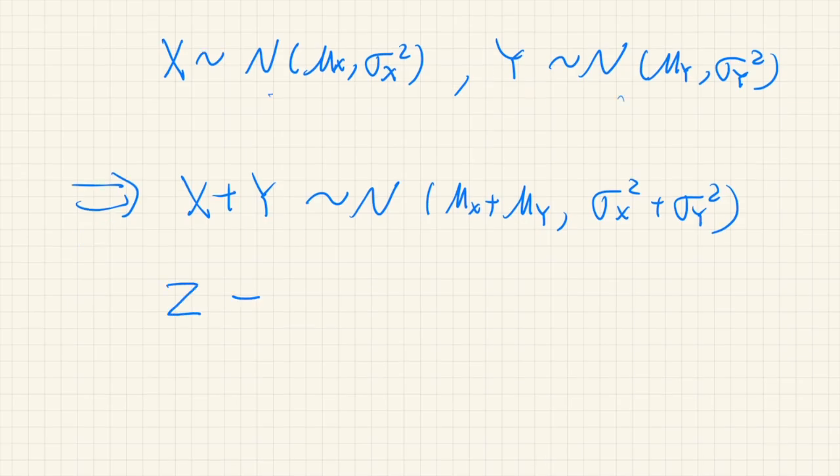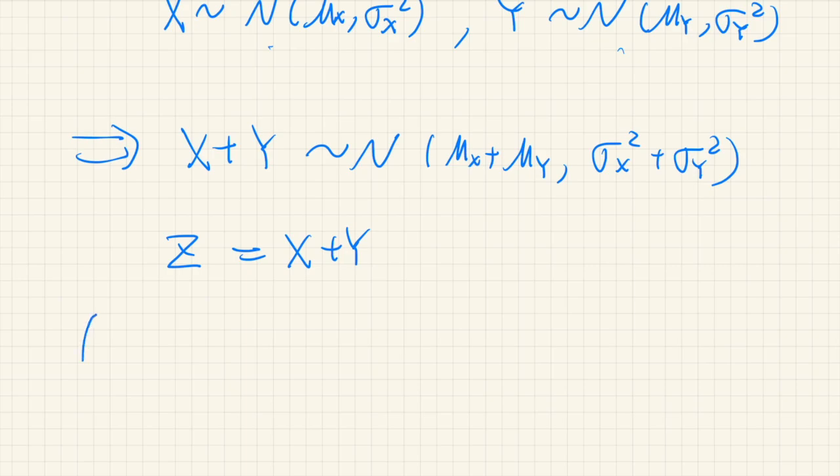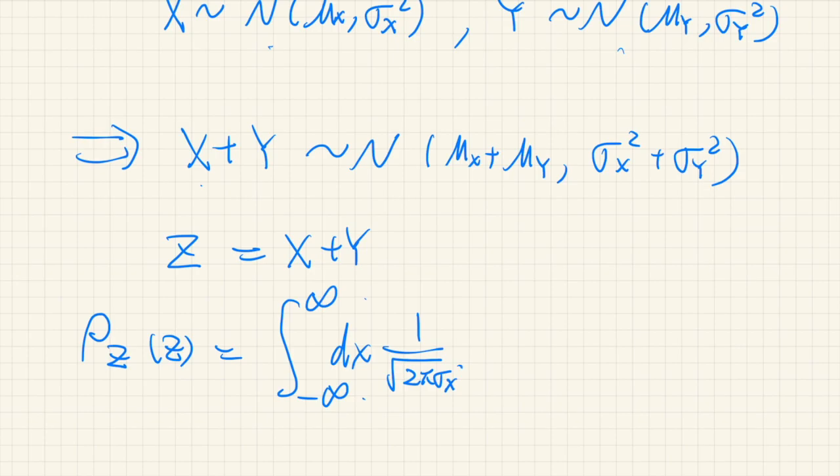First, let us define z as the sum of x and y, and we try to find the density function of this random variable, which is found as this. Integrate from negative infinity to infinity dx. So we move x from negative infinity to positive infinity. And the density function of x is this, since it's normally distributed, exponential of negative x minus mu x squared over 2 sigma x squared, and times the density function of y. Since they are independent, the joint distribution is just the product of two density functions.